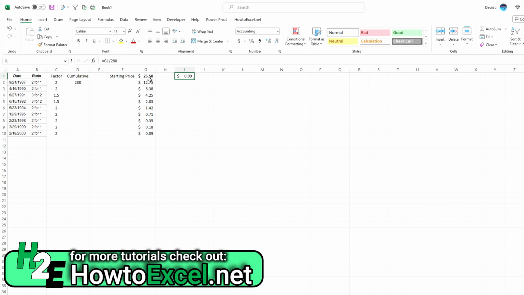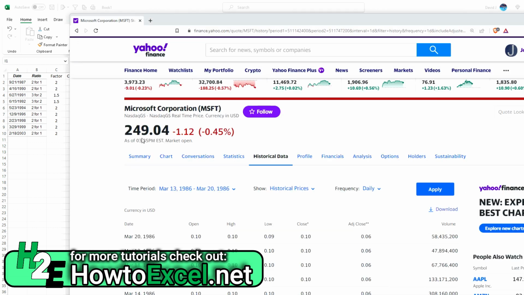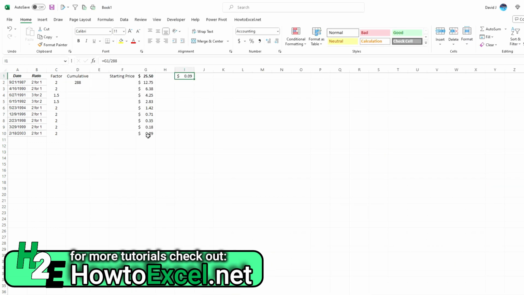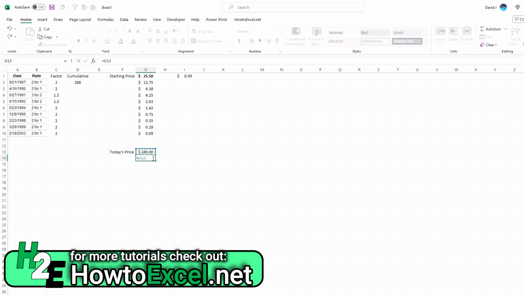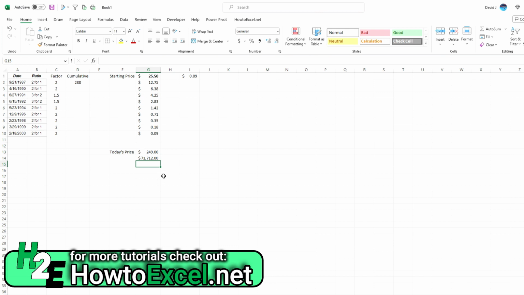Now on the flip side, you might be wondering, okay, what would Microsoft stock be worth today, or what would it price at today, I should say, if it never had a stock split in its history? So right now it's about $249. Okay, so today's price is $249. And so if there were no stock splits, then all we're doing is basically taking this 249 and multiplying it by 288. And so it'd be about $71,000.